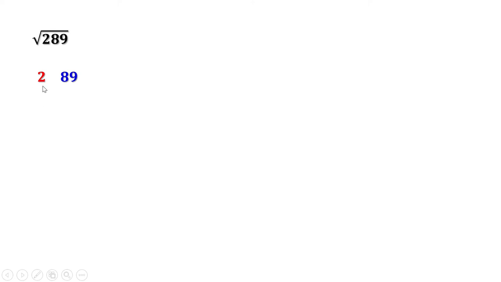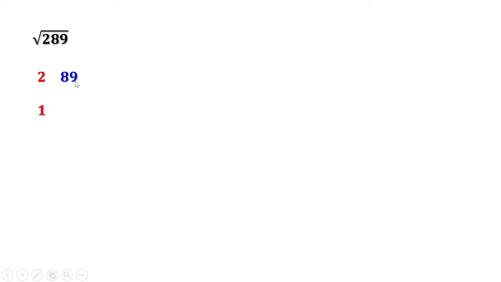Now take this group. 1 square is 1, 2 square is 4. This is more than 1 and less than 4. Or this is more than 1 square and less than 2 square. That means this number is more than 10 square and less than 20 square. That means the square root of this number is in between 10 and 20. So the tens digit of the square root is 1, because it is more than 1 square and less than 2 square. It is more than 1 square, so the tens digit is 1. It is less than 2 square, so the tens digit cannot be 2.